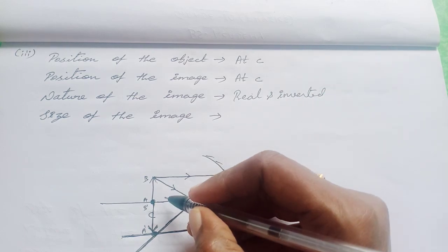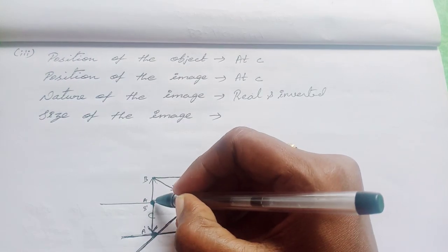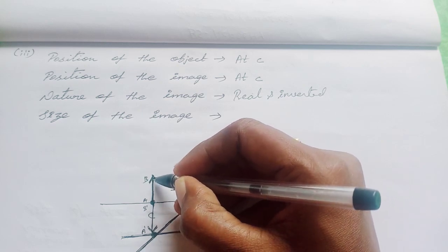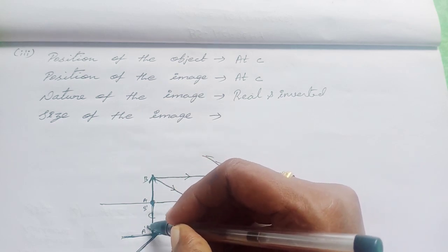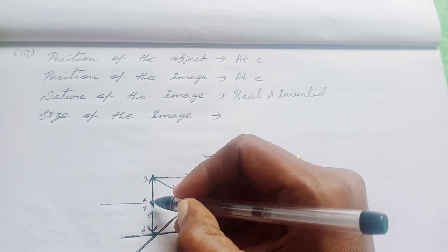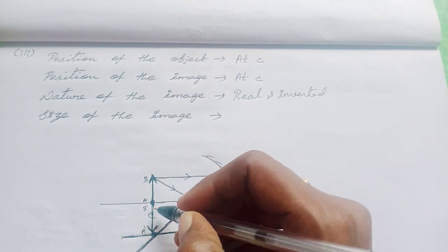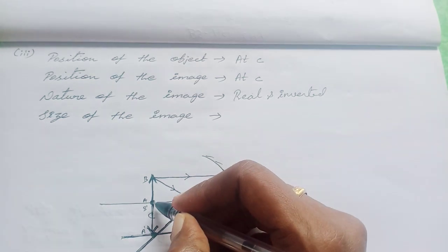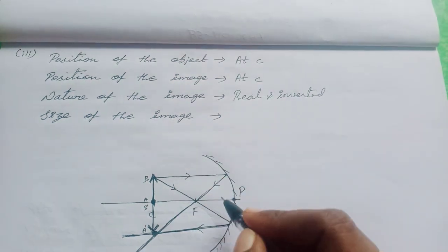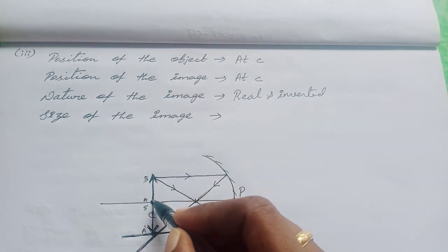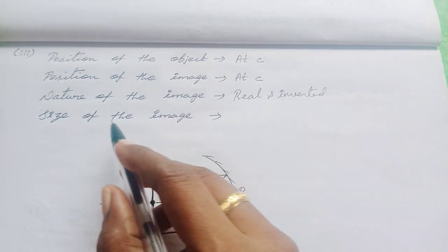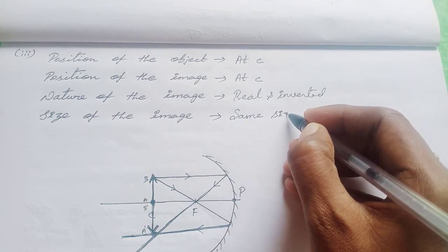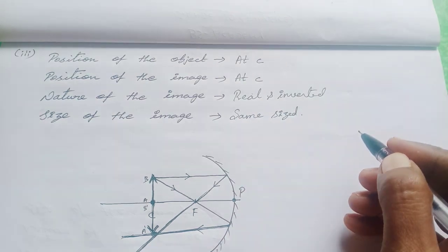Okay, then what will be the size of the image? See, in this diagram, we are able to identify that the size of the object, that is this arrow mark, is the same as the size of this arrow mark. It means this upward arrow mark represents the object and the downward arrow mark represents the image. So it means what? Whenever the object is placed at the center of curvature, the size of the image will be the same as the size of the object. Okay, so the size of the image is the same size as the object.